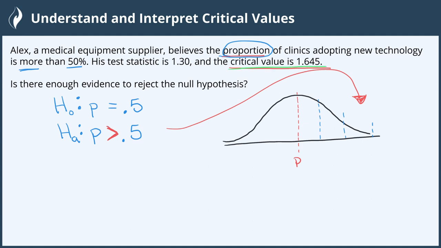So this is just above 1.5 standard deviations. So let's see, it's about here. That looks like a little bit more than 1.5. So our critical value, our cutoff, will be right here at 1.645 standard deviations above, because it's a positive value.